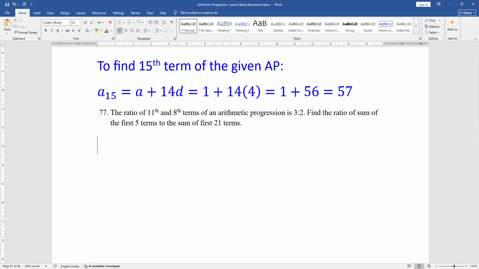Now, what have they given? The ratio of the 11th and 8th terms of the arithmetic progression is 3 is to 2. So now let us write that.